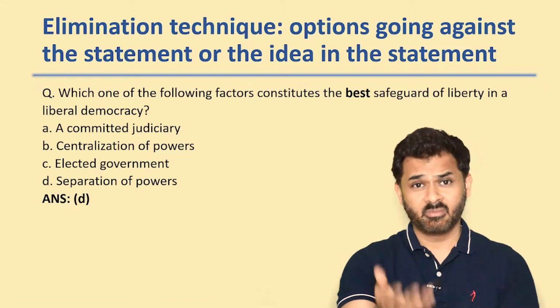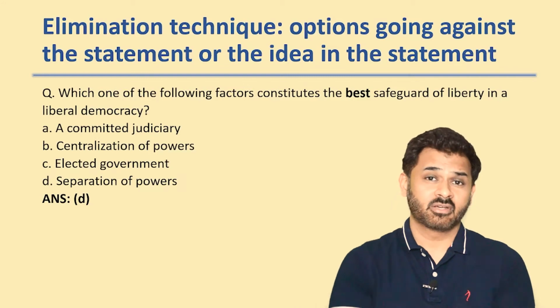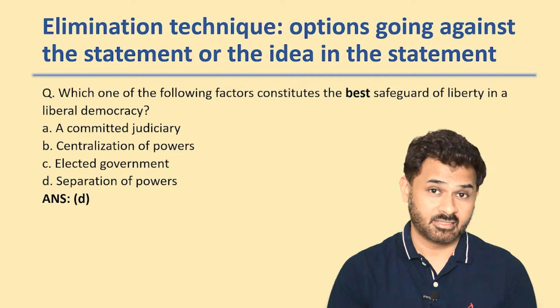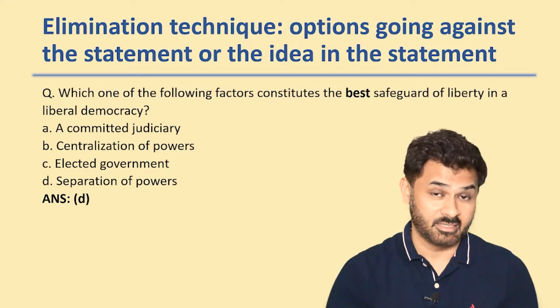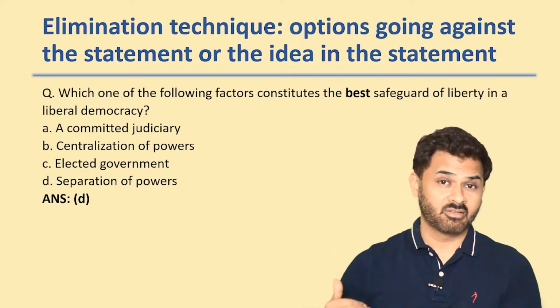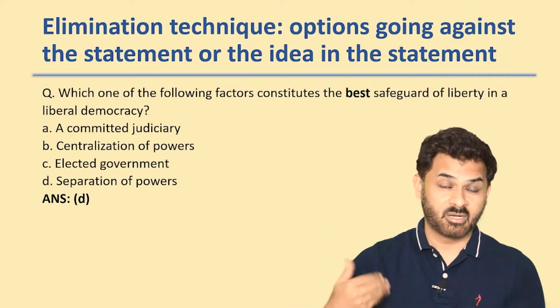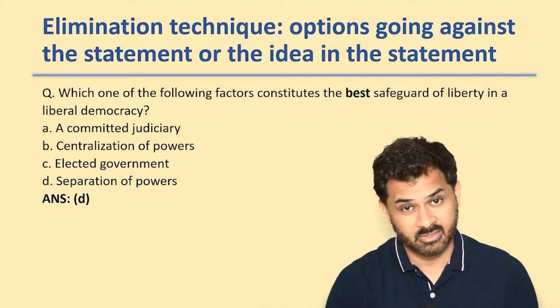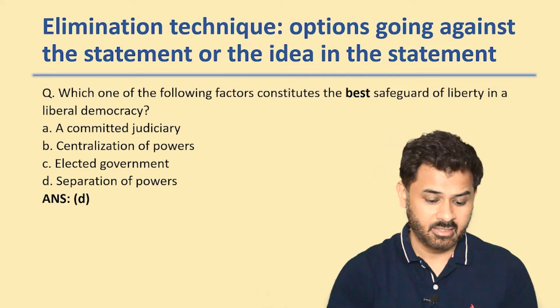On the basis of logic, you can also understand why it will be separation of power: an elected government, once elected, will be there for 5 years, and for 5 years you cannot ensure liberty. But separation of power is given in the constitution, and it will consistently, perpetually maintain certain liberty and certain safeguards for the citizen. So the answer will be D in this case.